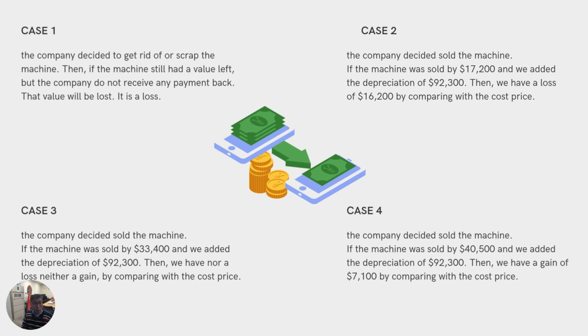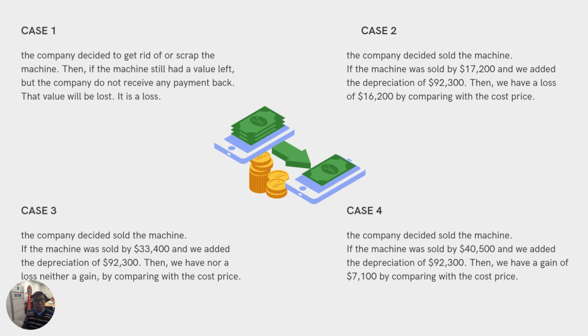In case three, the company also decided to sell the machine at a higher price, $33,400. In that case, after doing the formula, the additions and subtractions, it is like we are giving the machine away, because we don't have any gain, neither a loss. Both prices, the cost price and the price sold, are the same.